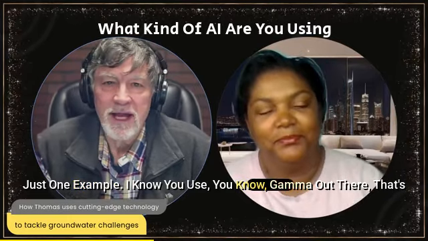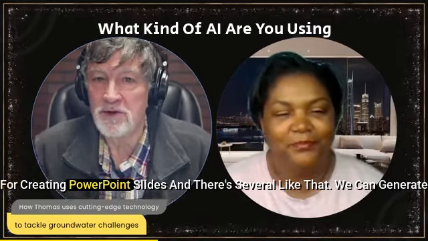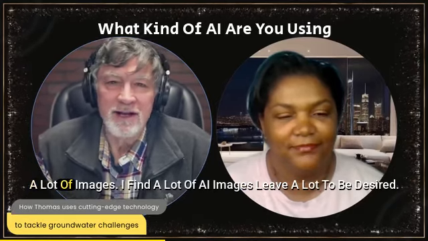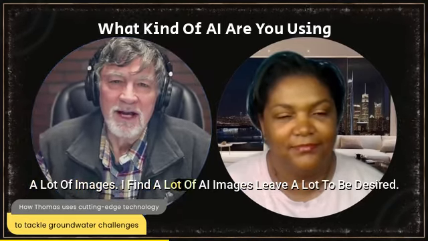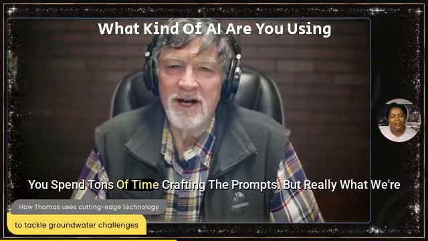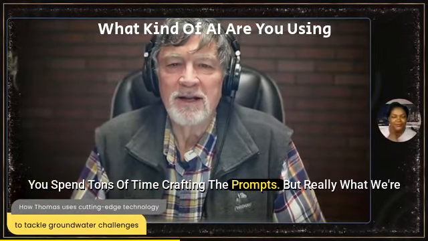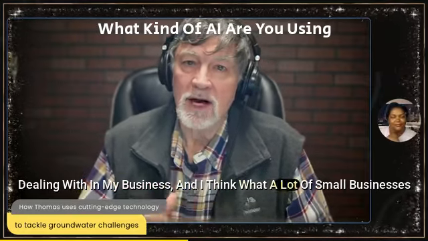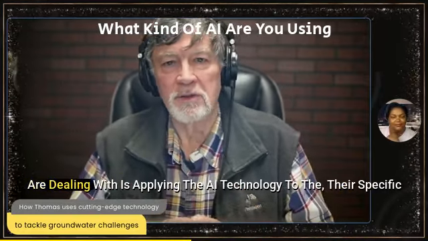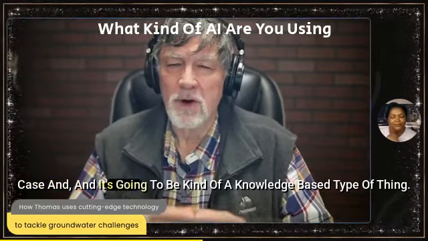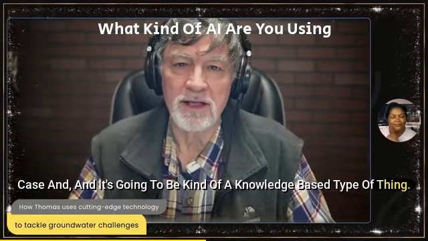I know you use Gamma out there. That's for creating PowerPoint slides, and there are several like that. We can generate a lot of images. I find a lot of AI images leave a lot to be desired. You spend tons of time crafting the prompts, but really what we're dealing with in my business, and I think what a lot of small businesses are dealing with, is applying the AI technology to their specific case. And it's going to be kind of a knowledge-based type of thing.